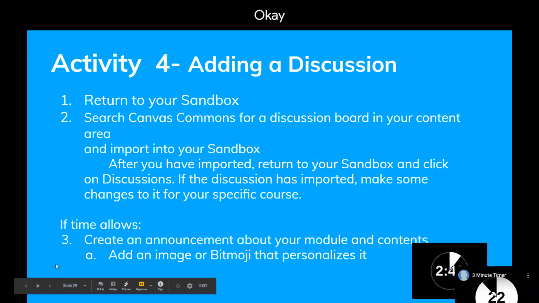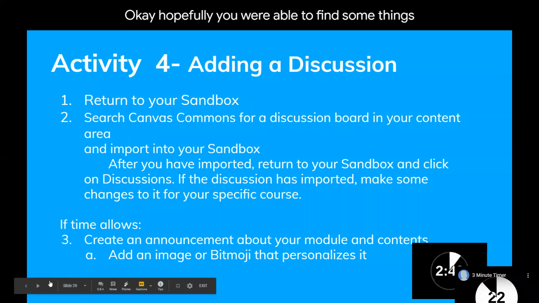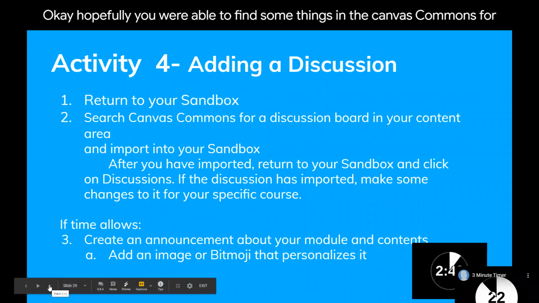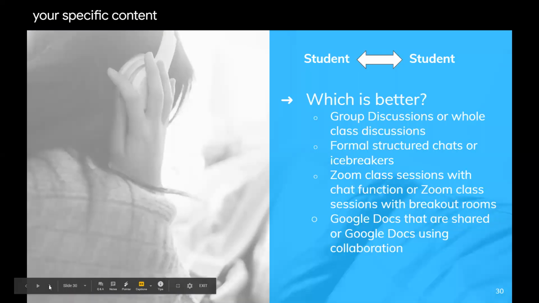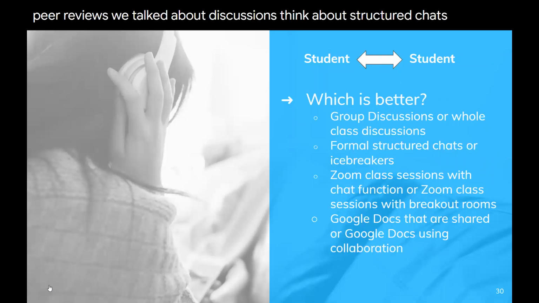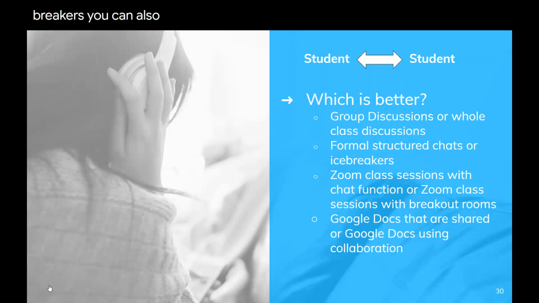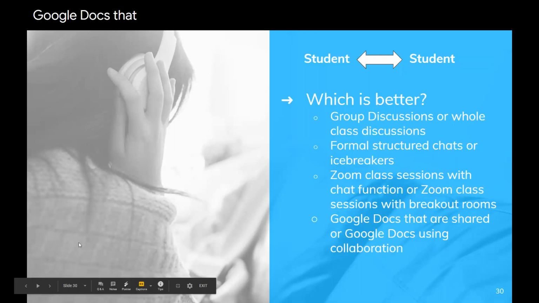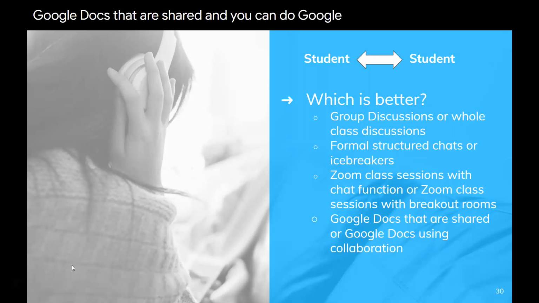Okay, hopefully you were able to find some things in the Canvas Commons for your specific content area. So, student to student. We've talked a little bit about peer reviews. We talked about discussions. Think about structured chats or icebreakers. You can also have Zoom sessions and breakout rooms, and you can use shared Google Docs, and you can do Google Slides for a collaborative presentation.